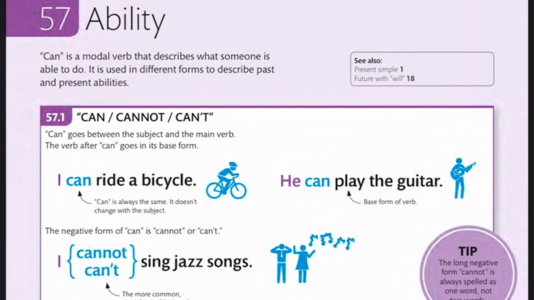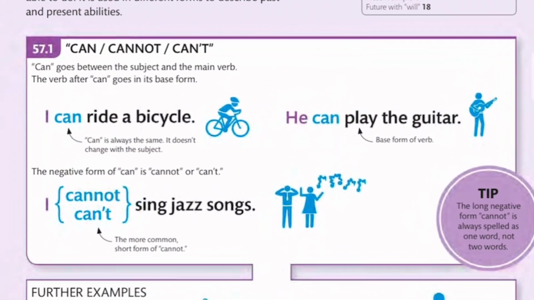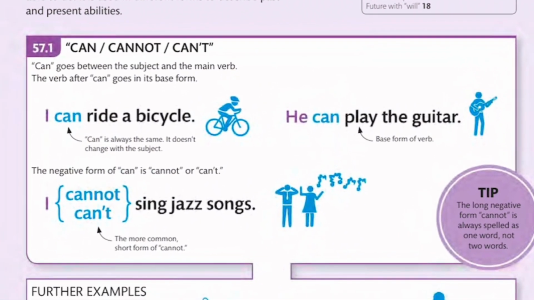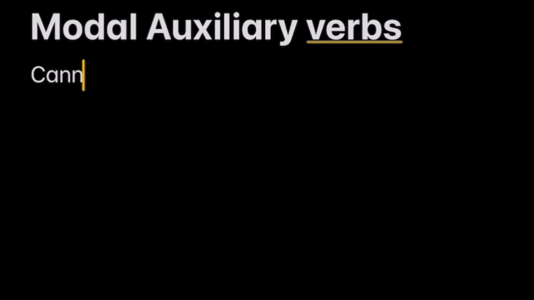Contraction. I cannot sing jazz songs. I can't sing jazz songs. Let's look at that tip. The long negative form cannot is spelled as one word. You are to join it together. Not can space not. We write it this way: cannot. Not can not.